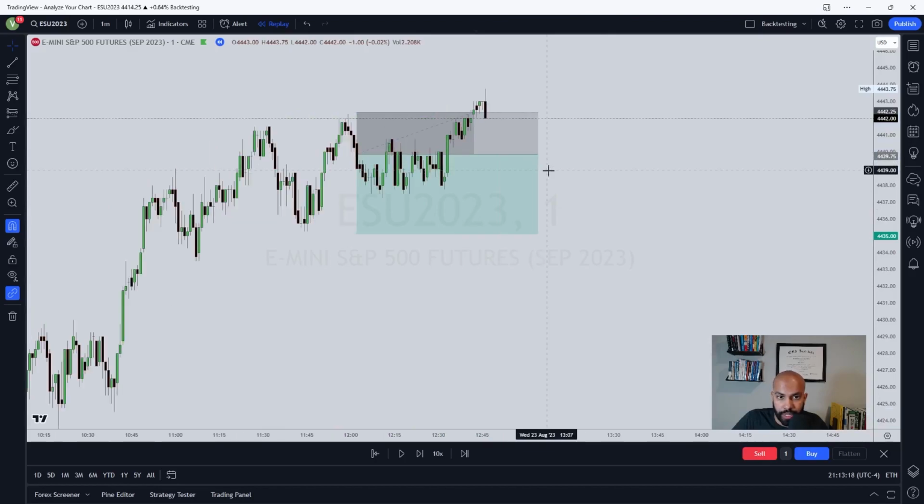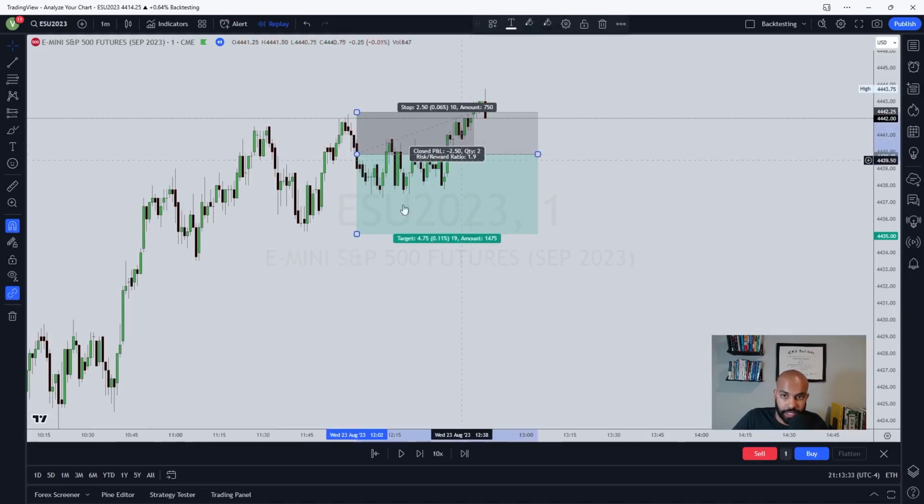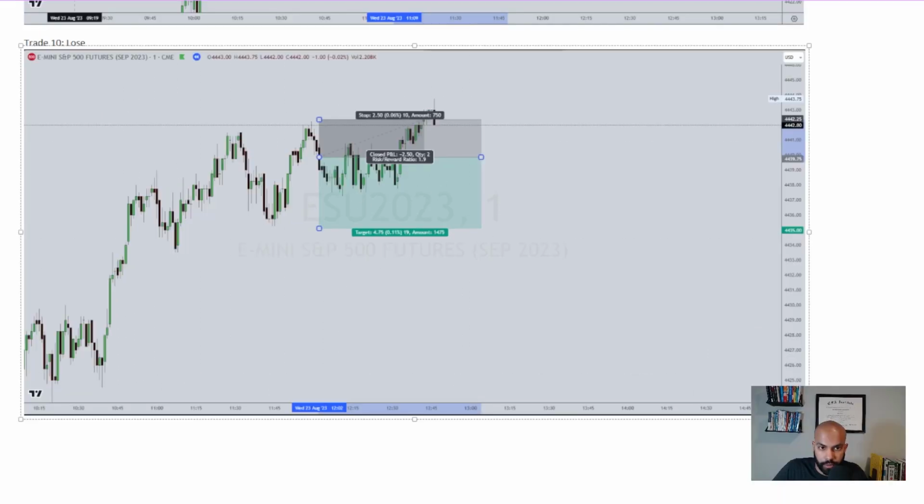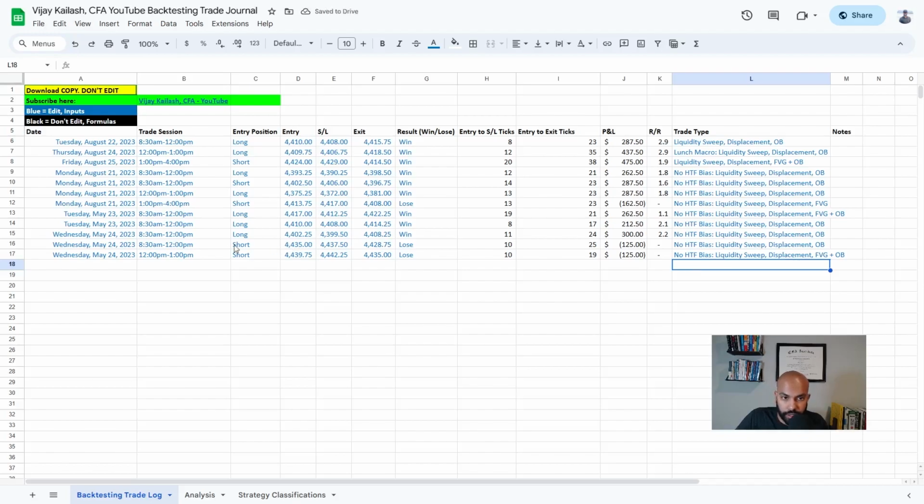So this is where I think having the higher time frame bias is extremely important, and this is just a good reminder that just because there's a fair value gap and an order block does not mean you get short. Let's go ahead and log this. Trade 10, we lose. Perfect, just like this. So we type it all in.